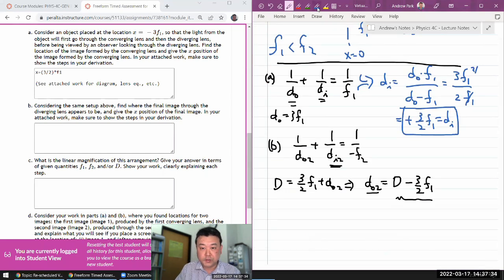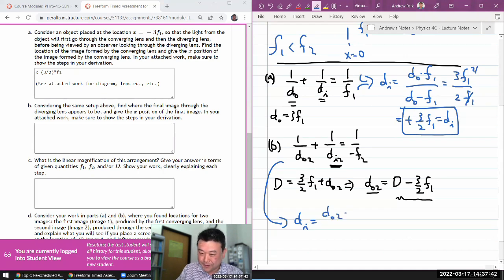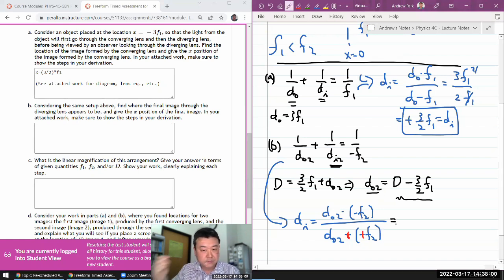Doing the algebra in my head, which again, as I admitted, is me just recalling the formula I've written down so many times that I have it memorized. But let me write it down anyway. DO2 minus F2. All right, there are some simplifications. These cancel out. So I'm gonna get an overall negative answer, which is what I was expecting because the diverging lens is gonna form a virtual image.